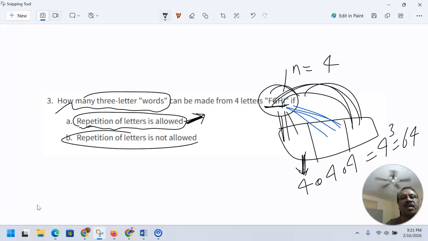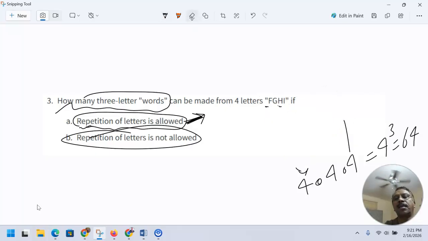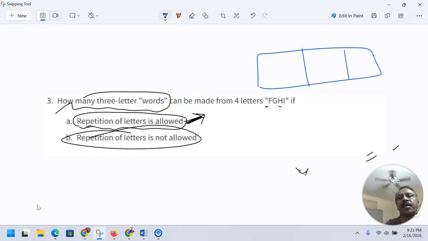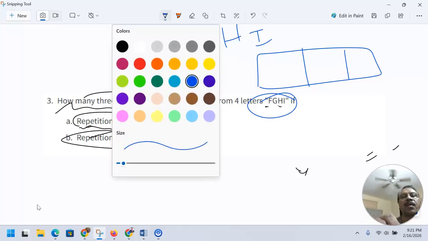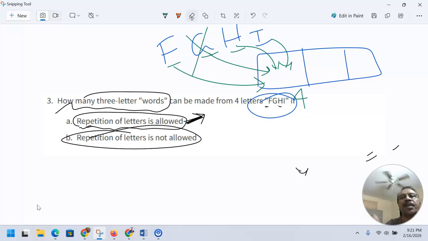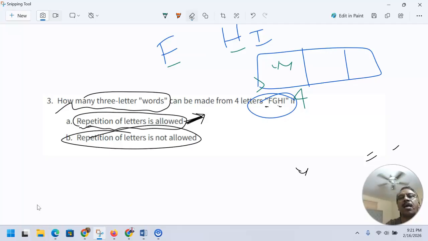But the problem is if repetition of the letter is not allowed, then it changes, right? So that means then we have a permutation. What I'm saying is you have three letters from these four, F, G, H, I, right? So the first one can go any of these. It could be F, it could be G, it could be H, it could be I. So you have four options. So when one of the four is gone, you have three options left.